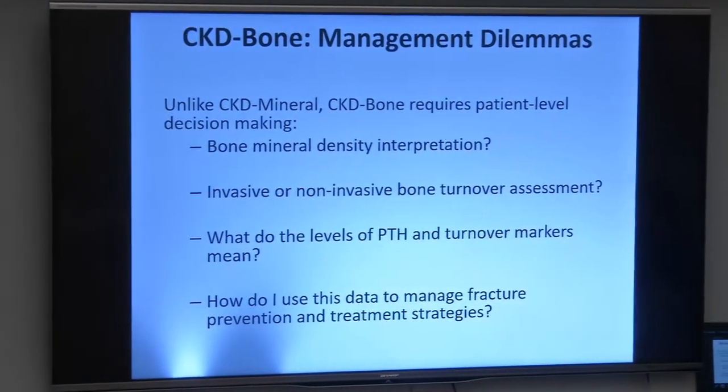So the management dilemmas for CKD, renal osteodystrophy, or CKD-associated osteoporosis are that you have to figure out how to interpret the BMD, okay? Then you need to decide whether you can perform invasive or non-invasive bone turnover assessment. So what do these PTH and BSAP levels mean? And then how do you use this data to manage fracture prevention and treatment strategies?